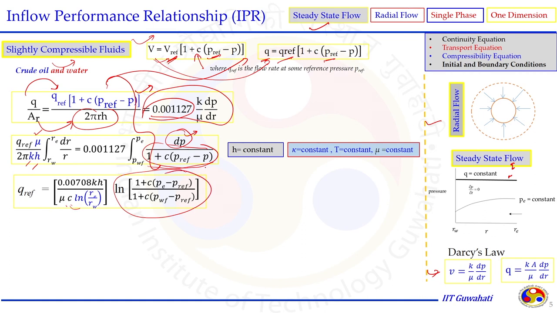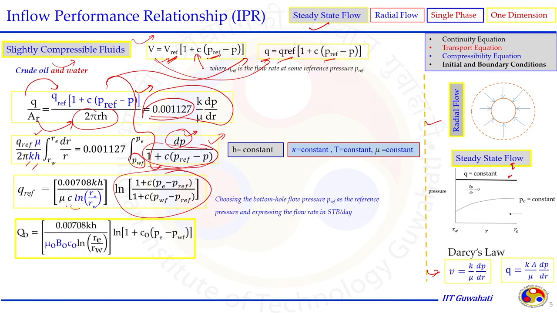This ln term appears because we are integrating this pressure term with respect to pressure from P1 to P2, or from the reference pressure to the reservoir pressure. Now that reference pressure can be chosen as the PWF that we had taken here. In that case, the expression will take this form. What we did is that this Q is replaced with Q0 and B0, and mu is replaced with mu 0, that is for the oil.